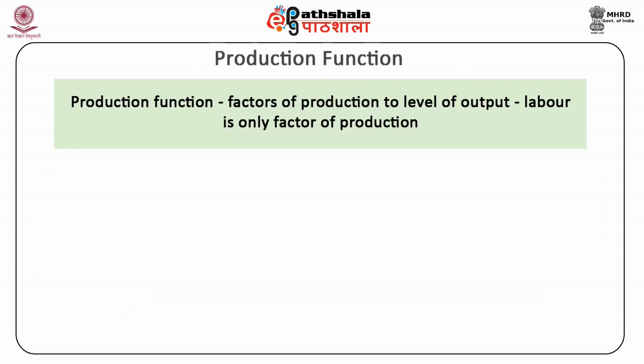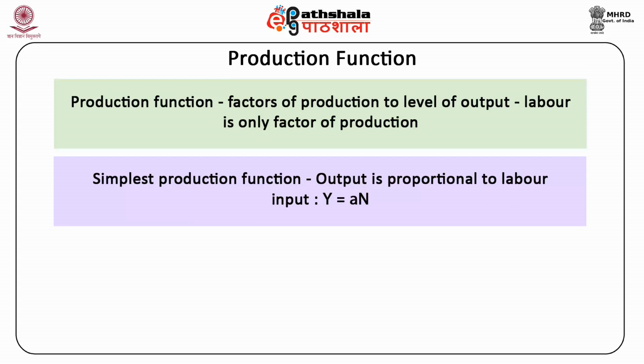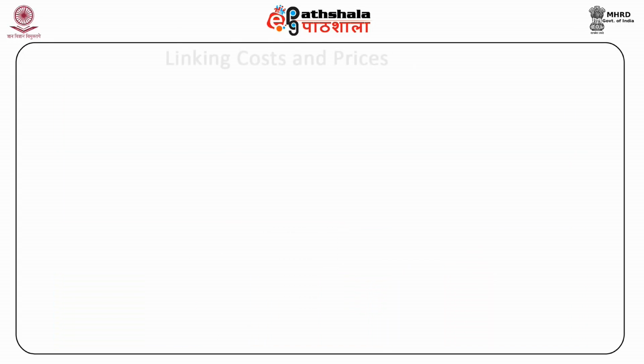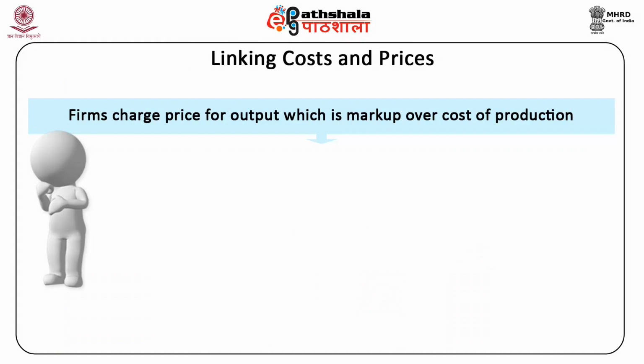Production function links the factor of production to the level of output. Assuming that labor is the only factor of production, the simplest production function is the one in which output is proportional to labor input, given by Y = A x N, where Y is the aggregate output, N is the units of labor employed, and A is the labor productivity or the amount of output produced per unit of labor input.